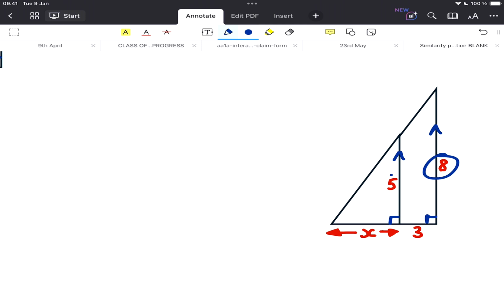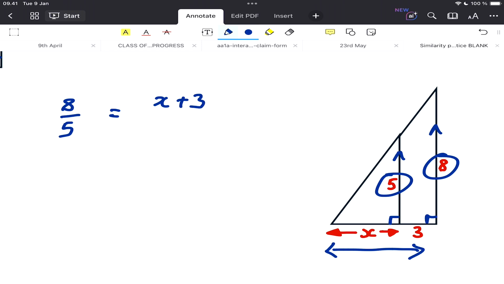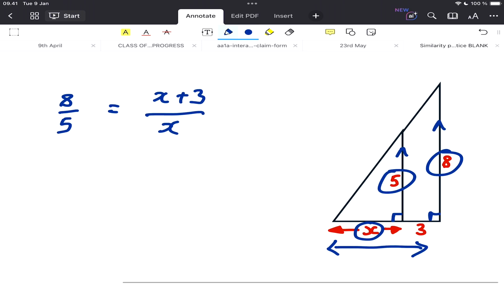So 8 divided by 5, the big triangle divided by the little triangle on the right hand side, equals x plus 3 in the big triangle divided by x in the little triangle. So we've got x's all over the place here, but it will work out in the end.